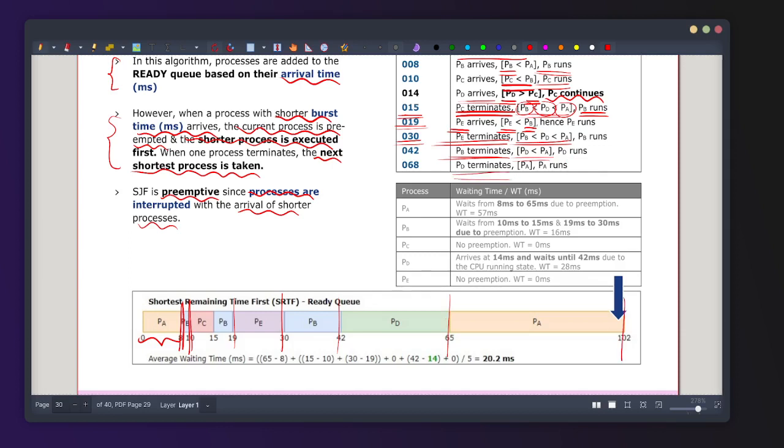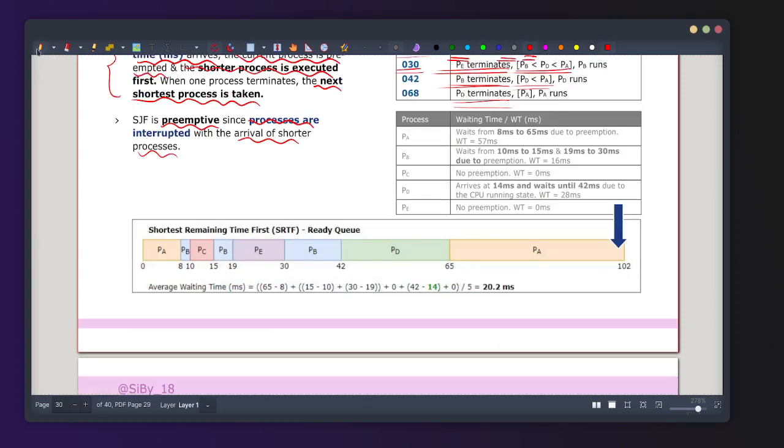And it will finish off in 102 milliseconds. Now the average waiting time for this algorithm is calculated in a different way. Now look at process A, guys.